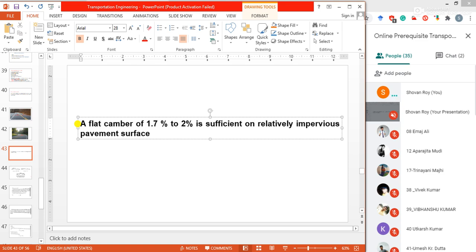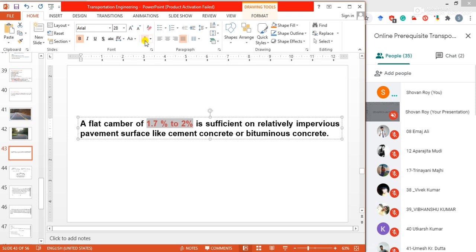Like cement concrete or bituminous concrete. These are the impervious pavement surfaces. For impervious pavement surface, the flat camber value should be 1.7 to 2%. This is one of the values which can be asked anywhere.